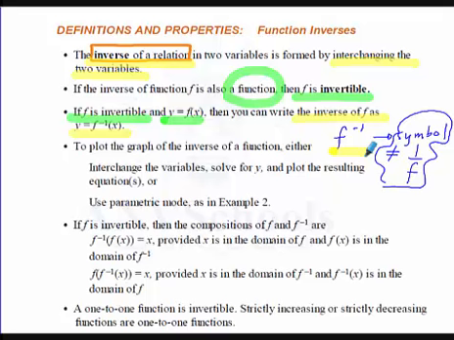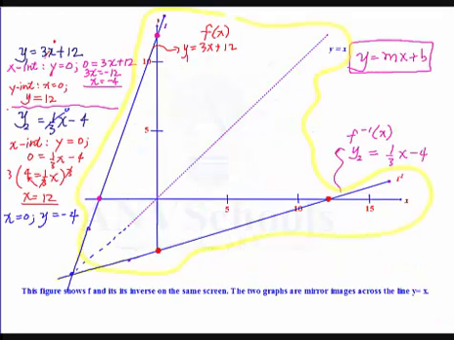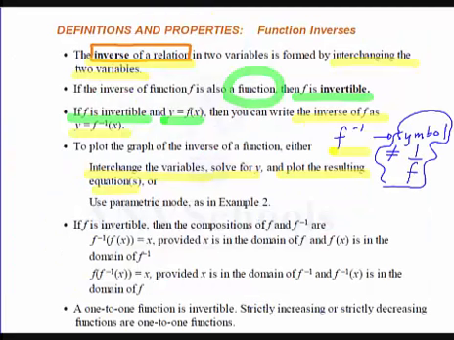To plot the graph of the inverse of a function, either interchange the variables, solve for y, and plot the resulting equations. That's the one we did using algebra. Or plot the intercepts. That's the one we did here, getting the intercepts to plot the graphs of the linear functions. Or you can use the parametric mode of your grapher to graph those functions.